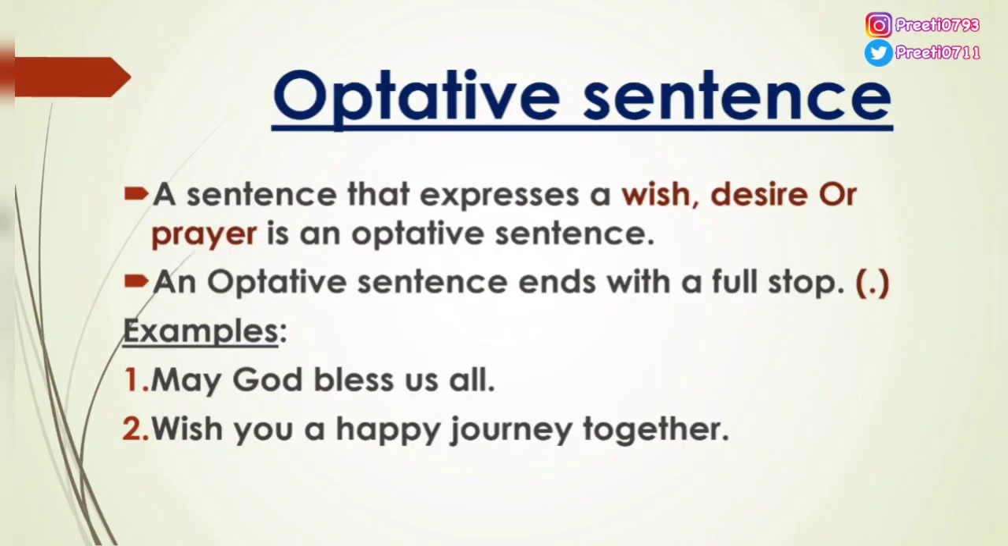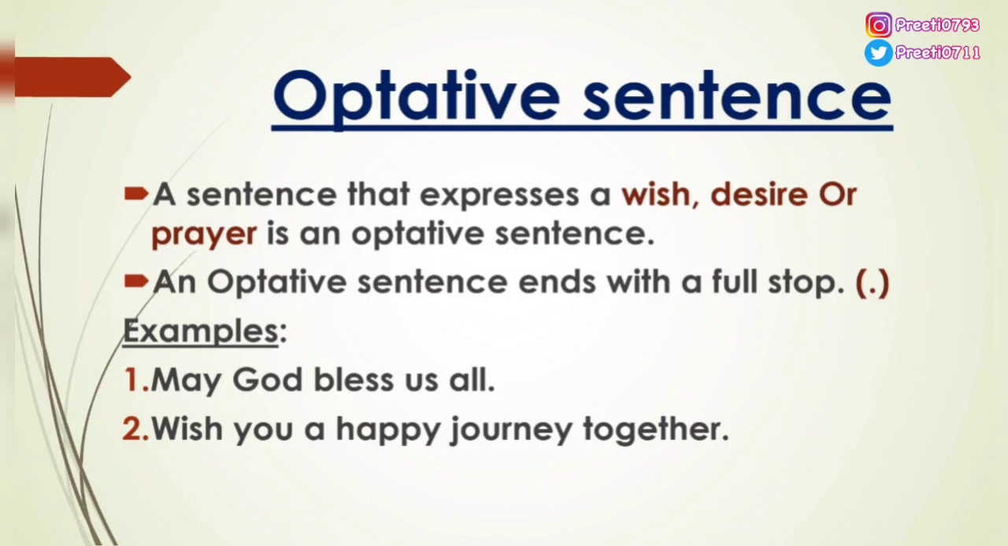The last type of sentence is optative sentence. Now this sentence might be new for you all because I believe that you all must have heard about the prior 4 sentences earlier as well. But this sentence is something new for you guys. So optative sentence says that a sentence that expresses a wish, desire or prayer is an optative sentence. And this also ends with a full stop.